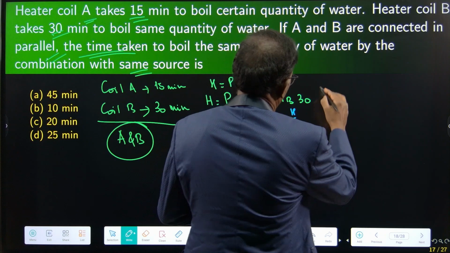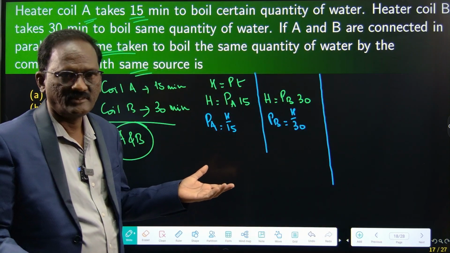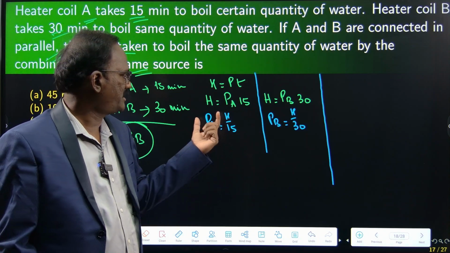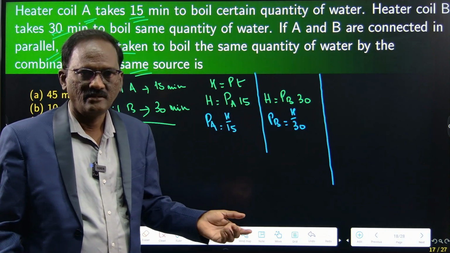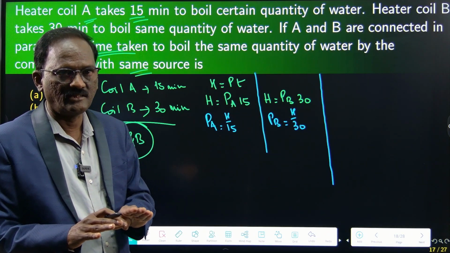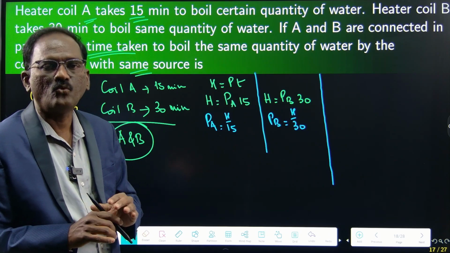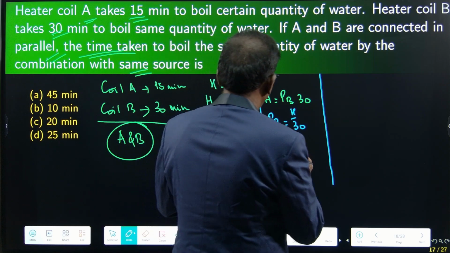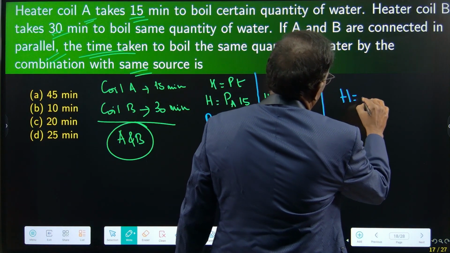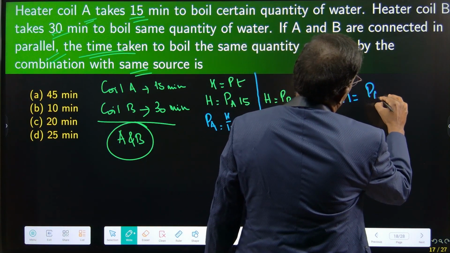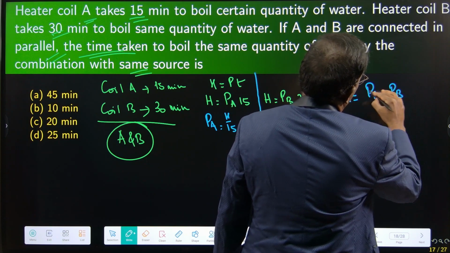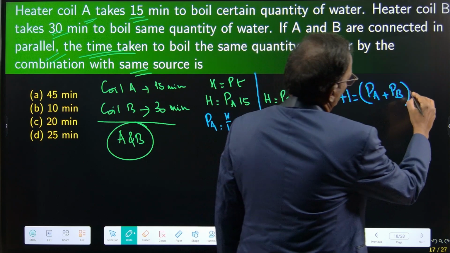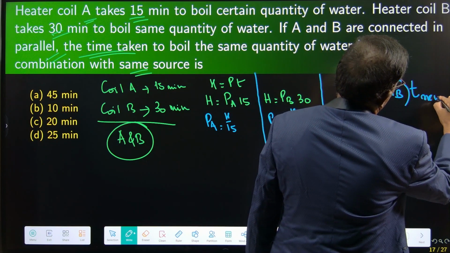Then both the powers are used combinedly, coil A and coil B. That means power A and power B are used together to boil the same quantity of water. That means the same heat is required; the H value will not change. Same heat, PA plus PB, both heaters combinedly used. This is the new time, T new.